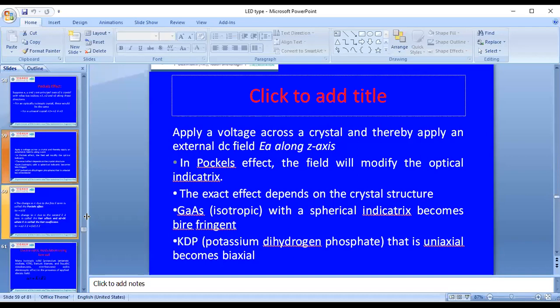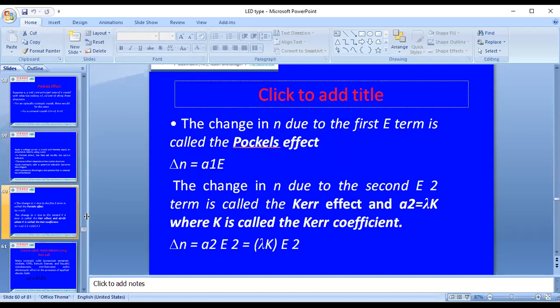The exact effect depends on the crystal structure. Gallium arsenide, an isotropic material with a spherical refractive index, becomes affected with a higher-order arrangement. KDP, potassium dihydrogen phosphate, which is uniaxial, becomes biaxial. The change due to the Pockels effect, by applying the electric field, is delta n equals A1 into E.